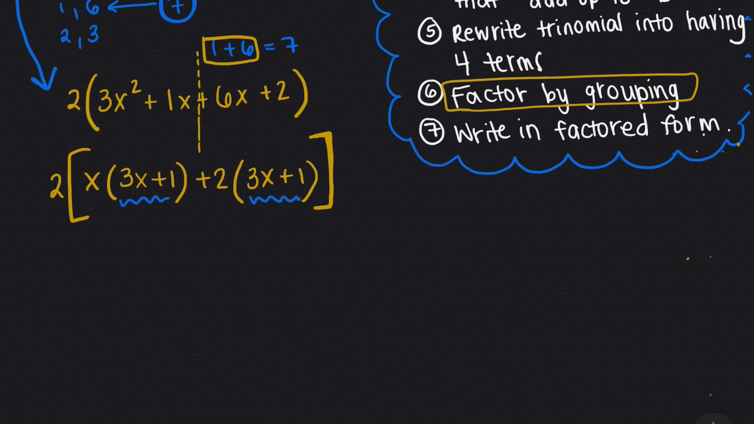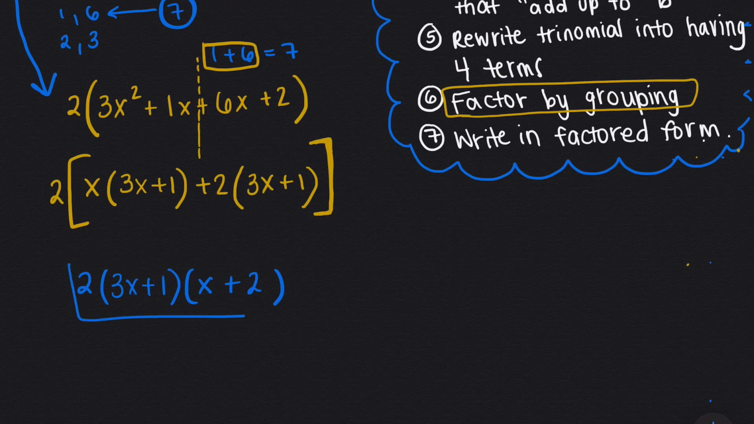So what we do is we pull those to the front. Okay, remember we had a 2 outside, and now we're bringing out that 3x plus 1, which is the common factor. Open up your next set of parentheses, and in that set of parentheses, we write what's left. So notice, from the first term, once you take out that 3x plus 1, you're left with an x. Write it down. From the second term, once you pull out the 3x plus 1, you're left with the 2. And it's positive. Make sure to bring down the sign. We write down a plus 2. And this is our final answer, which is step 7, write in factored form.